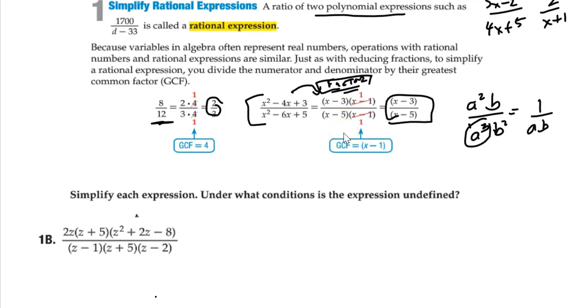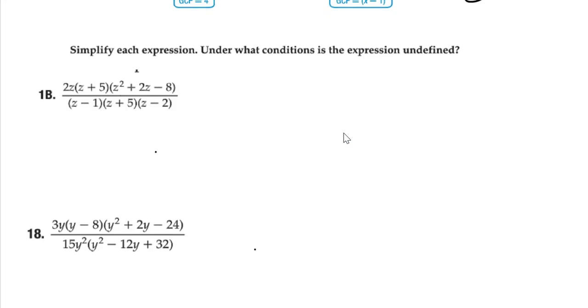Okay, so now let's talk about a formal way of simplifying this stuff. Now before we do that though, we gotta talk about something very important. It's what's known as, under what conditions is the expression undefined? We call this a restriction.